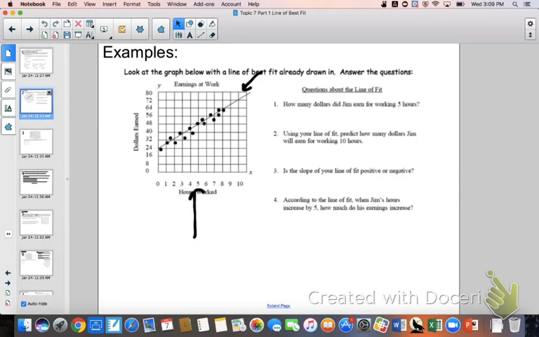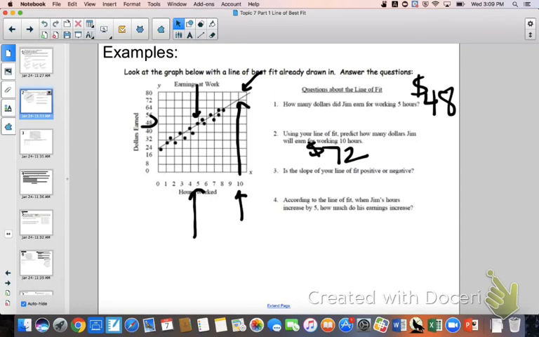If you look at 5 hours, the scatter plot point is almost directly on the line, so that's about $48. That is that point right there; it comes over to be $48. Using your line of fit, predict how many dollars Jim will earn for working 10 hours. So 10 hours is up here, go up to the line, and that is $72.